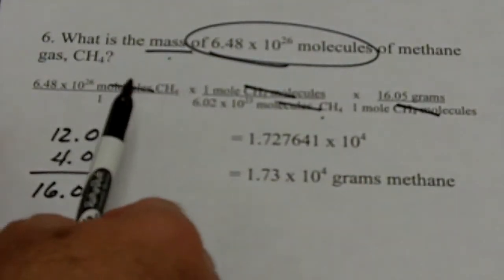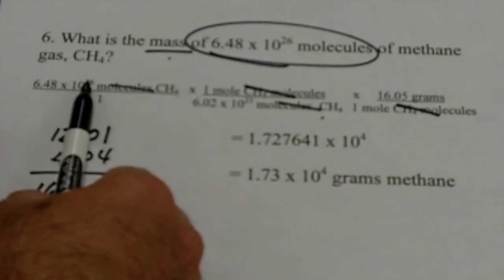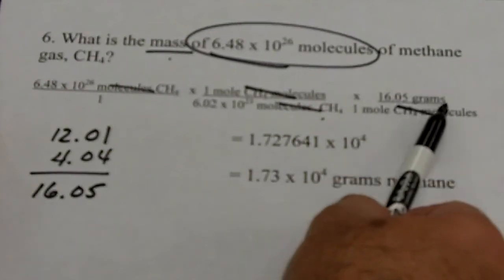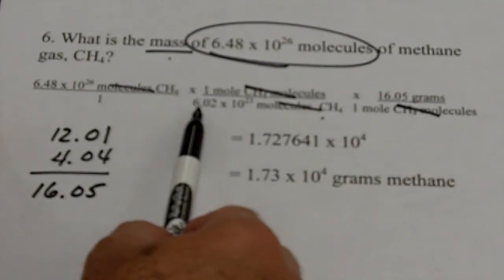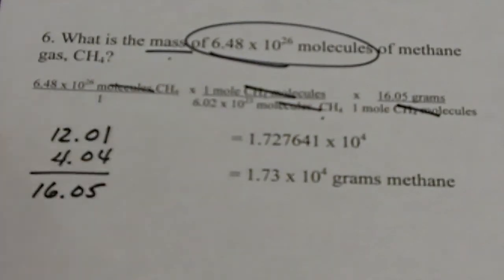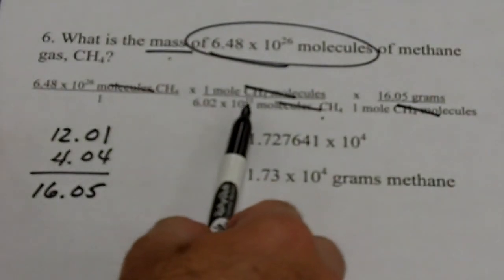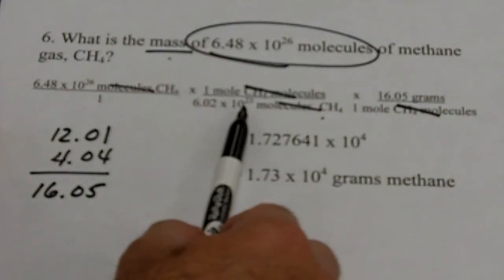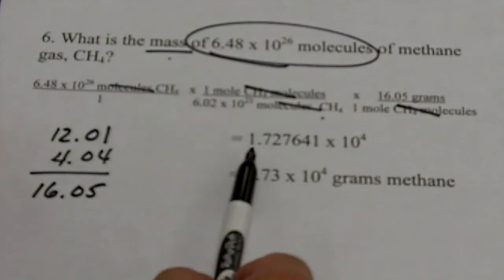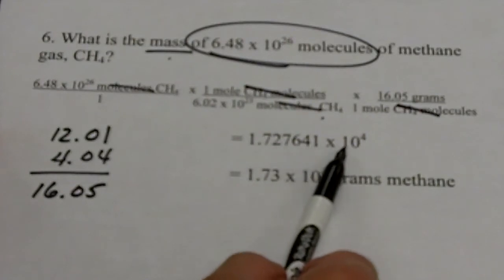All right, how do I handle this on the calculator? 6.48 second EE 26 times 16.05, hit the equal button. Divided by 6.02 second EE 23. If you're using a TI 84 Plus model, it's a secondary function, so hit the secondary button to get to the secondary function. Divided by 6.02 times 10 to the 23rd, and you get this number, 1.727641 times 10 to the 4th.